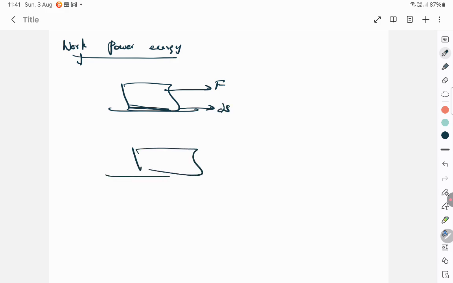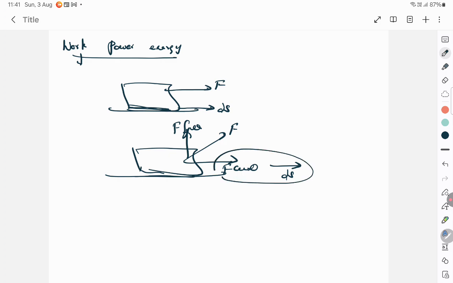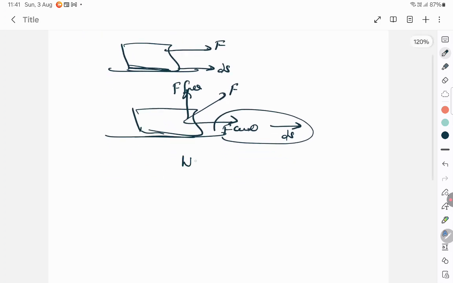Take a block, apply a force like this. The force will get broken down into F cos theta and F sin theta, and the displacement can happen in this direction, the ds direction, and the product of force and displacement is called work done. Work is said to be done when a body gets displaced by a force. So it's F cos theta into ds, or work done is F ds cos theta.